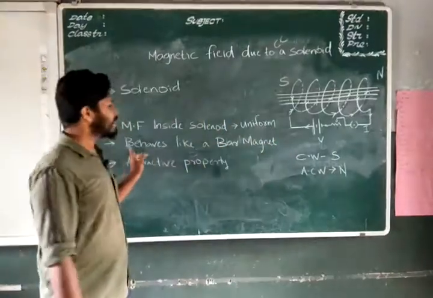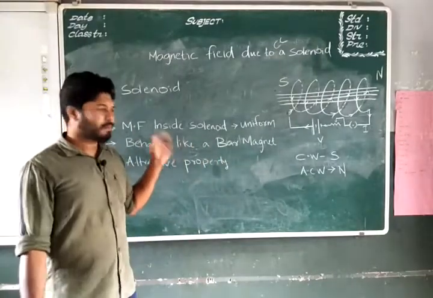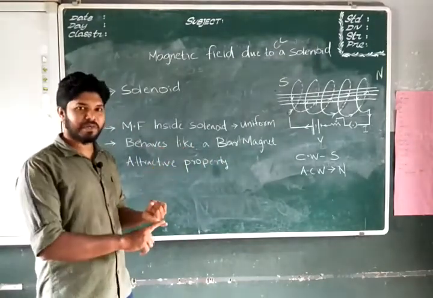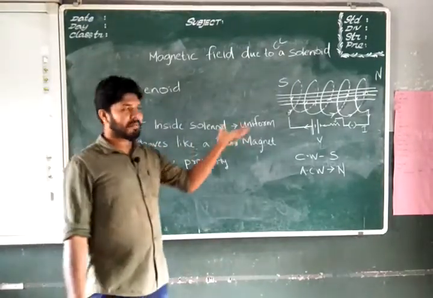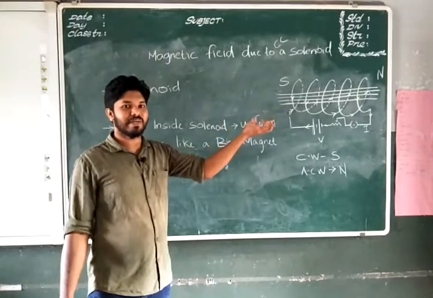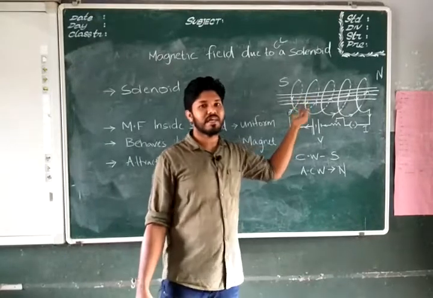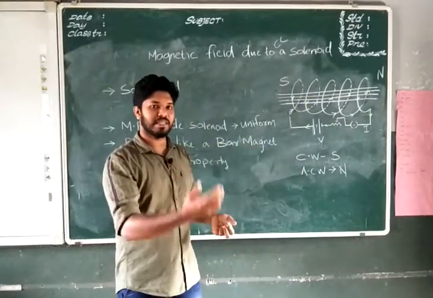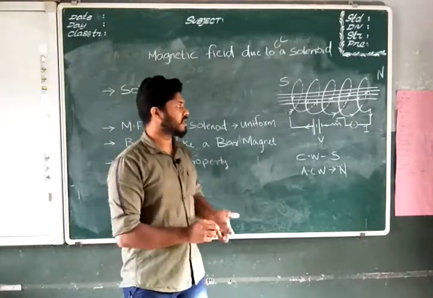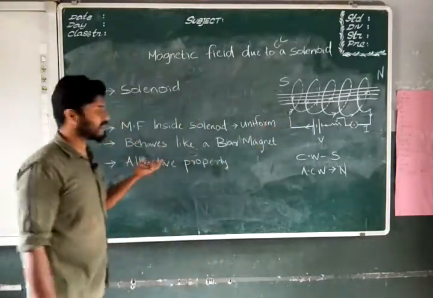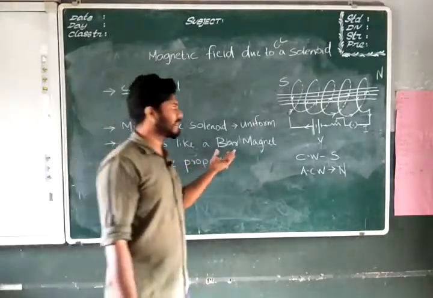And the second point, it behaves like a bar magnet. Bar magnets have attractive property and directive property. Both properties are shown by this solenoid also. It has attractive property. It will attract objects, and also when it is freely suspended in air, that is when it is hanged, it will lie in the north-south direction. That's why we can say it acts as a temporary bar magnet.